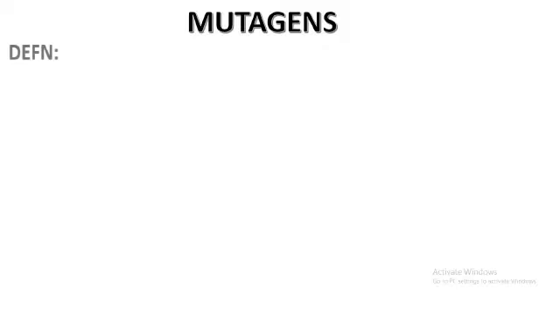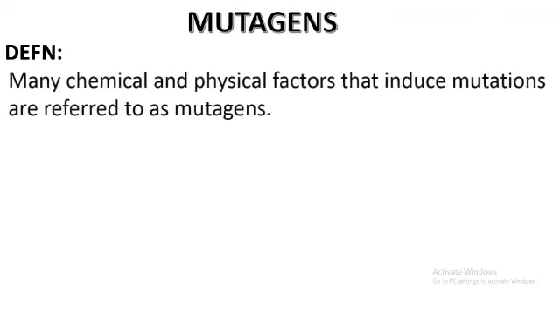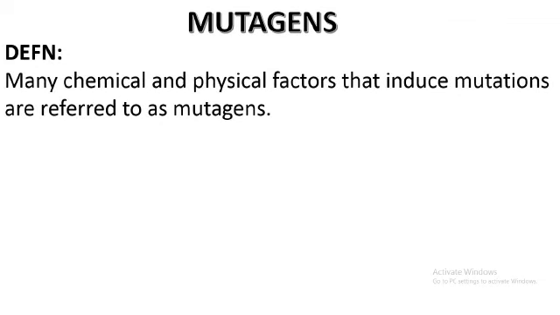So now let us try to understand how mutation is brought about. That is mutagens. What are mutagens? Mutagens are defined as chemical, physical or even biological factors that induce mutations; in simple terms, substances that induce mutations are called mutagens. Depending upon whether they are chemical, physical or biological, you can classify them into three categories.